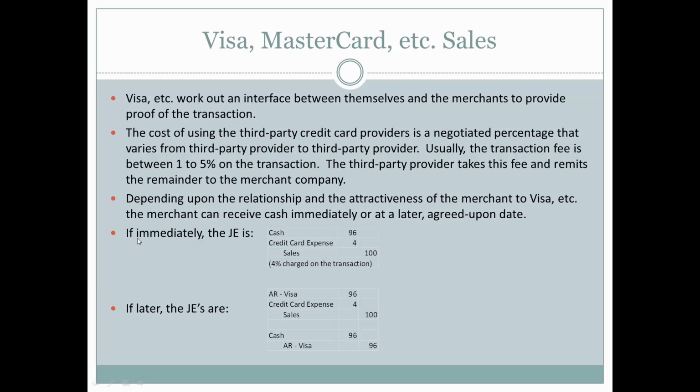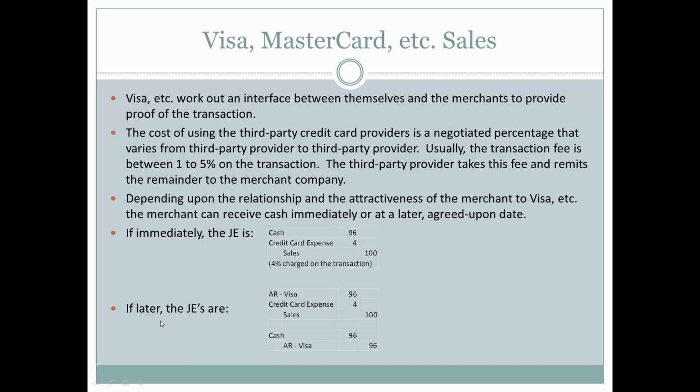So if the merchant company is going to receive their cash immediately, the journal entry would be cash $96, credit card expense $4, and sales $100. 4% will be charged on the transaction.